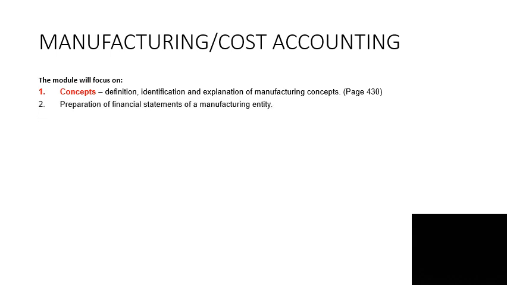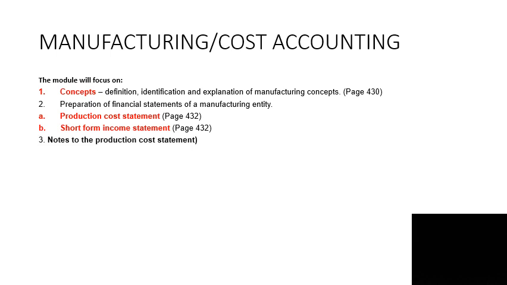Second, we need to prepare financial statements of a manufacturing entity. There are quite a number of financial statements, which are the production cost statement on page 442, the short form income statement, and the accompanying notes to the production cost statement. The notes are note 1, 2, 3 for the production cost statement.